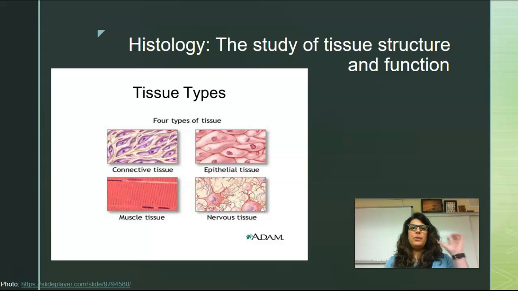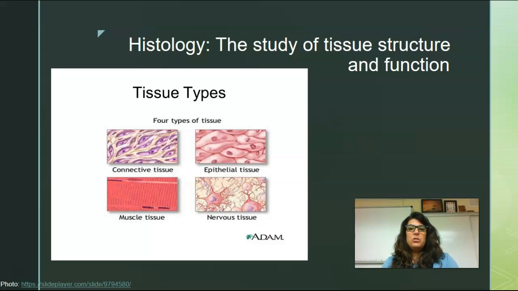So you can kind of see how we're starting with the smallest, most basic functional part, which is the cell, and we're building ourselves up to a full organism, and in our case, the human body. Each category has their own unique physical and functional characteristics. So we have connective tissue, epithelial tissue, muscle tissue, and nervous tissue. Those are the four main categories of tissues.